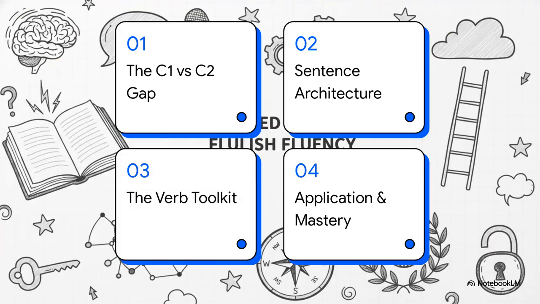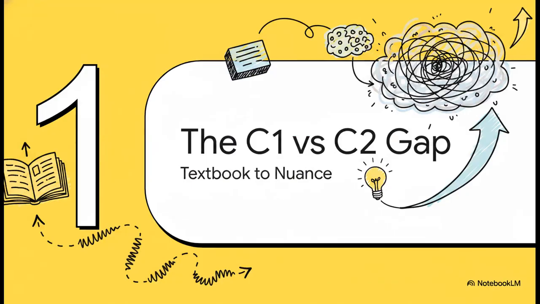So here's our roadmap for today. We're going to look at the C1 versus C2 gap, dig into advanced sentence architecture, unpack the verb toolkit, and finally bring it all together with application and mastery. Simple as that. Okay, Section 1, the C1 versus C2 gap. Moving from textbook to nuance.